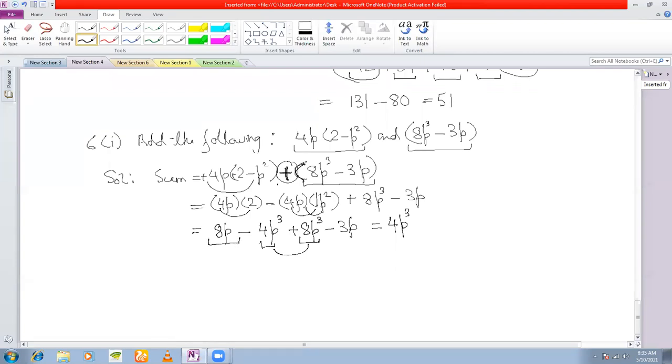The other like term is 8p and 3p. And 8 minus 3 will combine to give you a 5, right? So plus 5. Any questions on this? No questions? No, sir. So this is how we add up. No other like terms in the resulting answer.